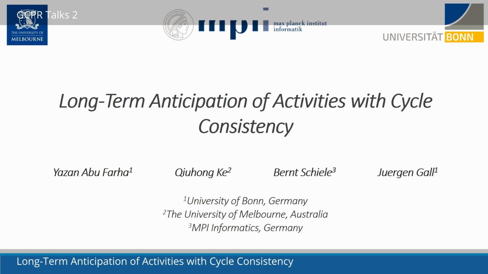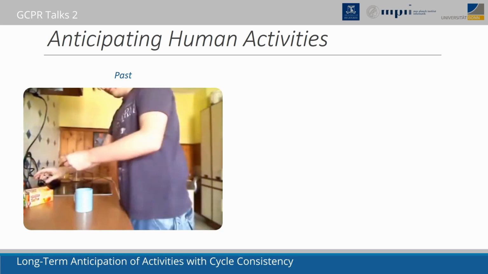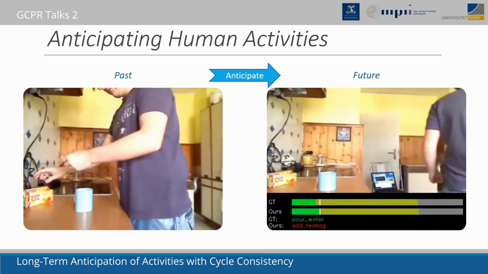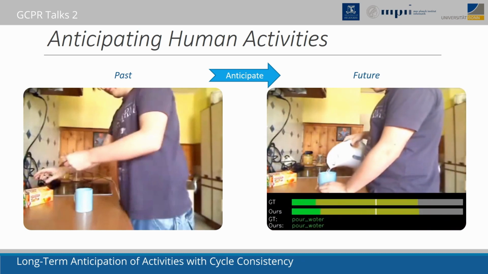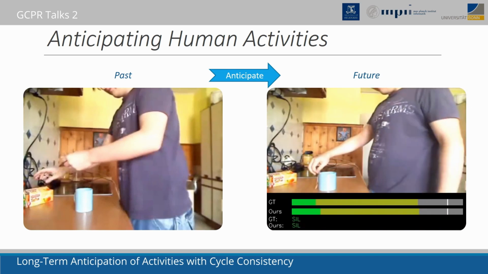In this paper, we propose a framework for anticipating activities with cycle consistency. We humans have a strong capability in predicting the future. Given a sequence of observed frames, we can predict the possible activities that may happen in the future. In this example, the person would add a tea bag and pour water into the cup. Moreover, our capabilities go beyond anticipating the future. Given the future activities, we can also reason about the activities that happened before.